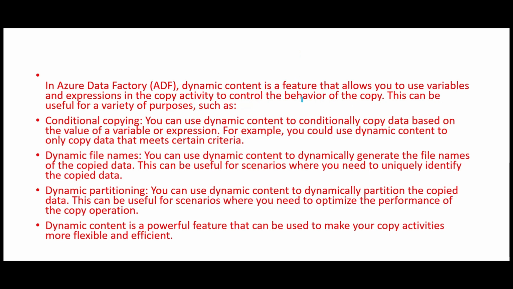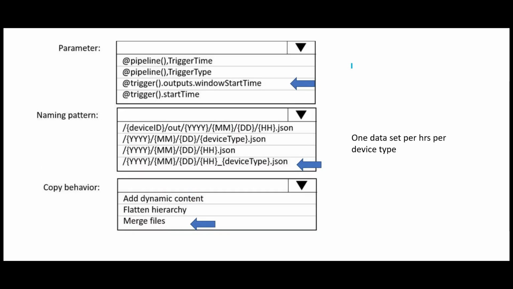And why not dynamic content? Because dynamic content allows you to use variables and expressions in the copy activity. Okay, and it helps you with conditional copying, dynamic file names, and dynamic partitioning. It is a powerful feature to make your copy activities more flexible and efficient. In this case, this will not work, because you want to merge the files so that every hour, every device, you produce one file only. So this would be our final answer.